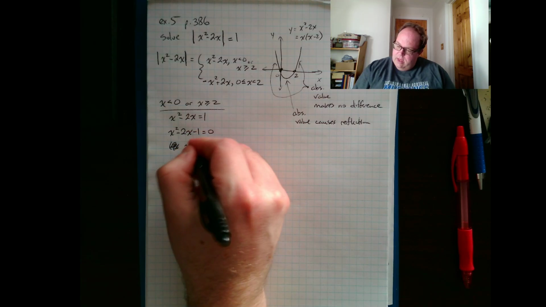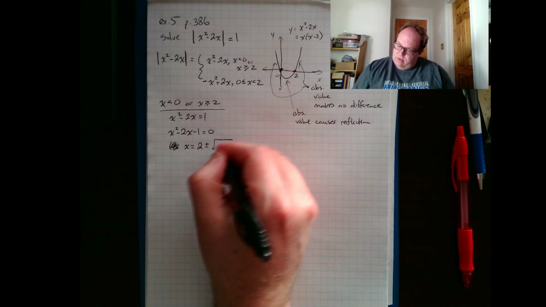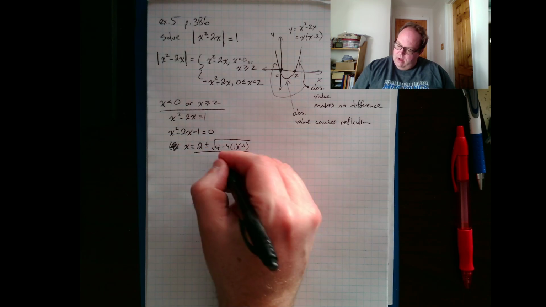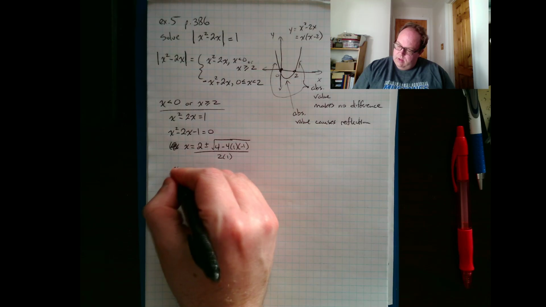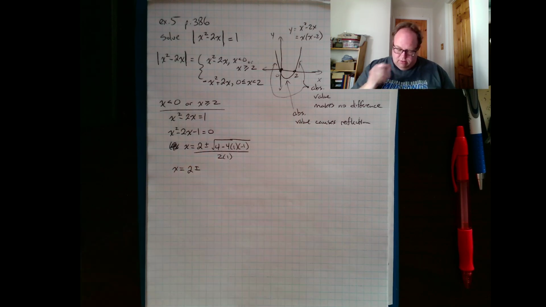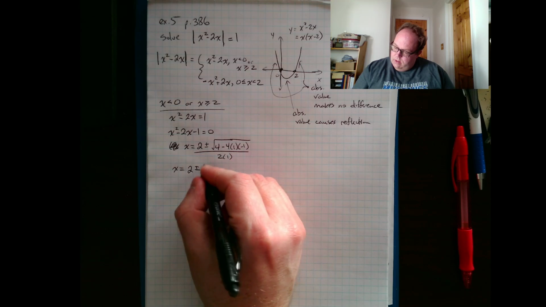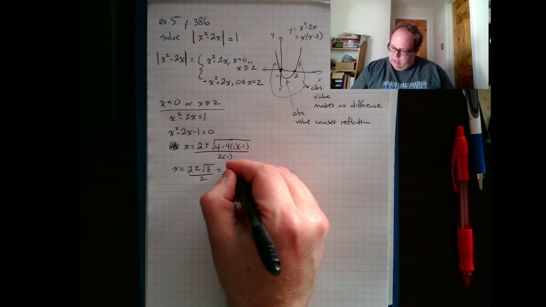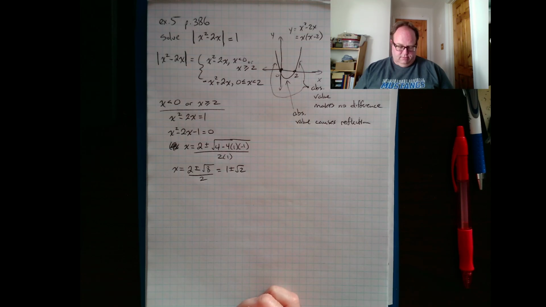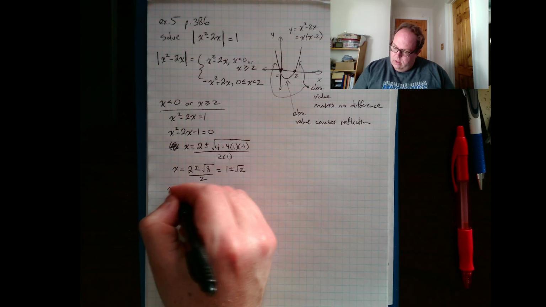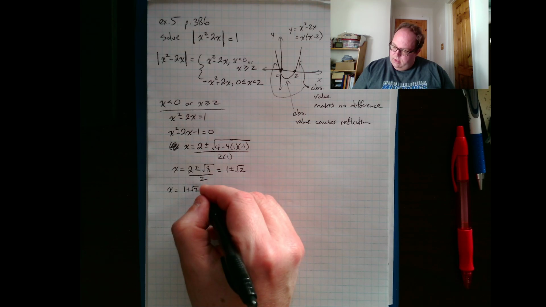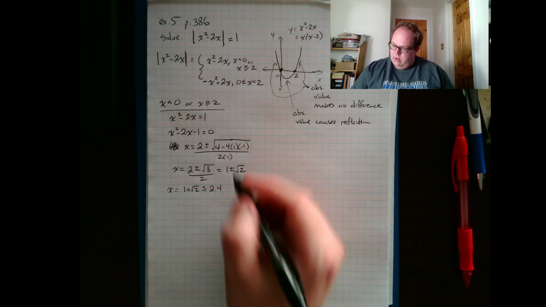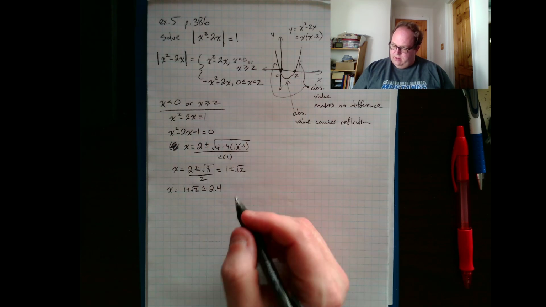Good times. Negative b plus or minus the square root of b squared minus 4 times a times c all over 2a, or 2 plus or minus root 8 over 2, or simplified I'd have 1 plus or minus root 2. 1 plus root 2 is approximately 2.4, which satisfies my condition because it's greater than or equal to 2.